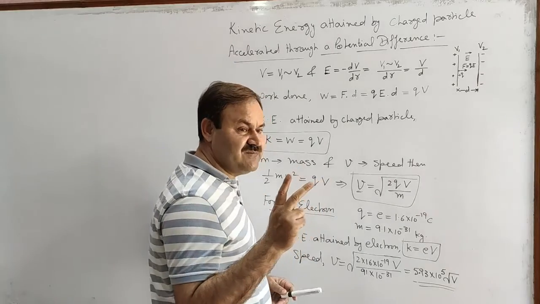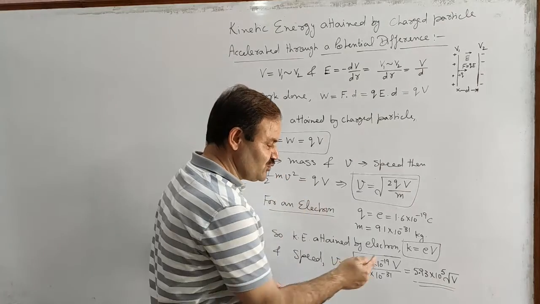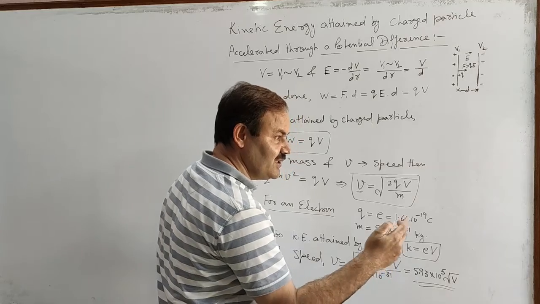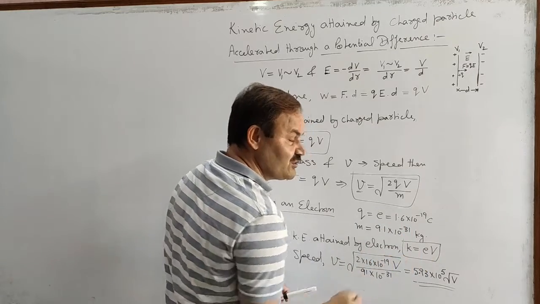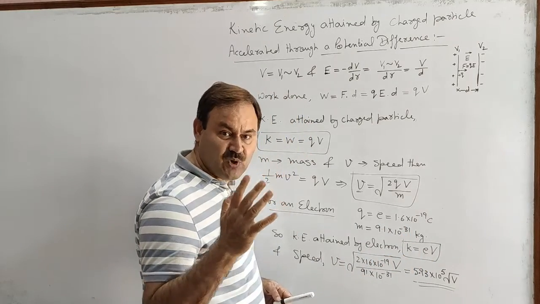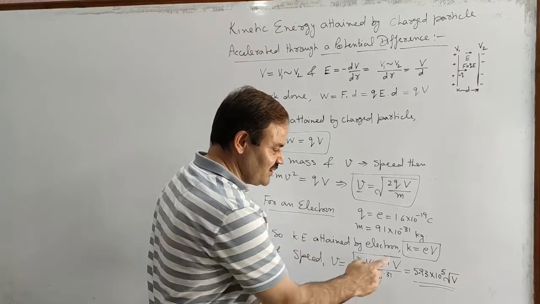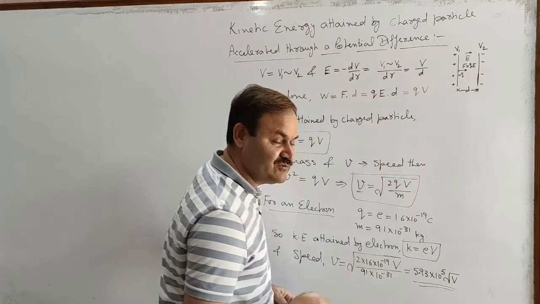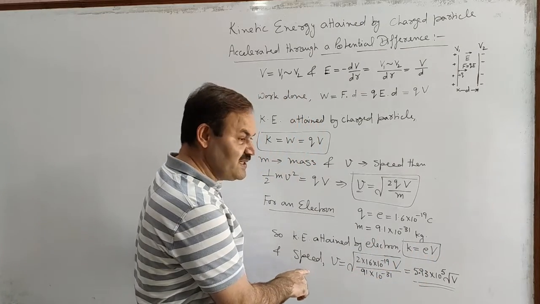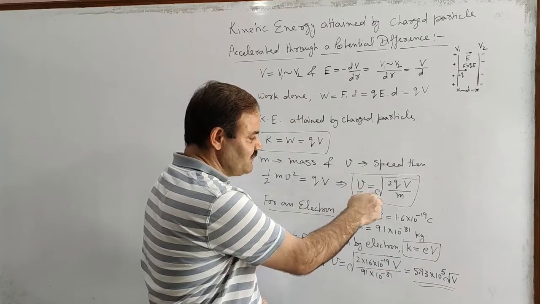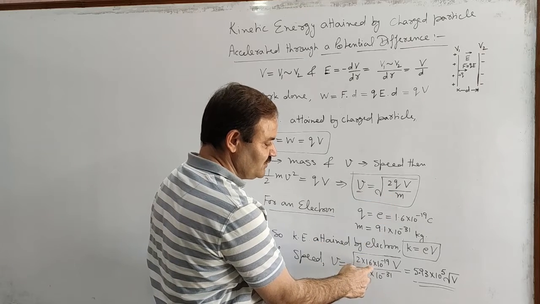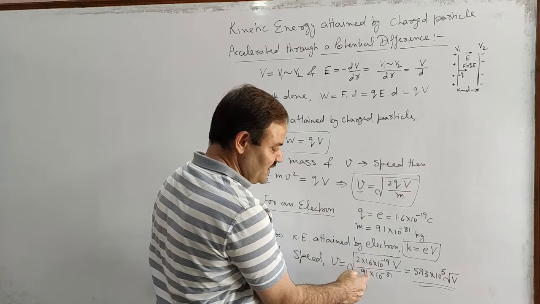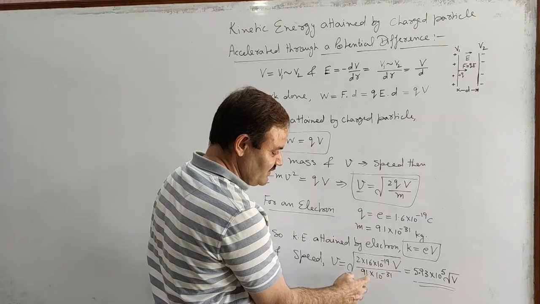If a potential difference of 2 volt is crossed by an electron, then kinetic energy gained or lost by it will be 2 electron volt. If it crosses a potential difference of 5 volt, then kinetic energy gained or lost by it will be 5 electron volt. Thus, speed gained by electron v will be under root 2 into charge of electron 1.6 into 10 to the power minus 19 upon mass 9.1 into 10 to the power minus 31.